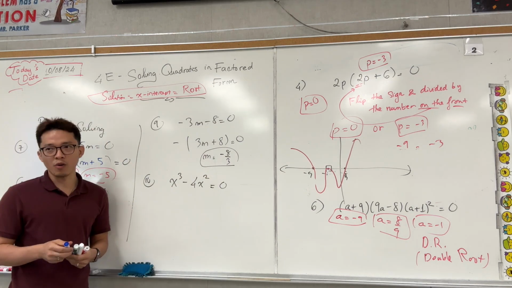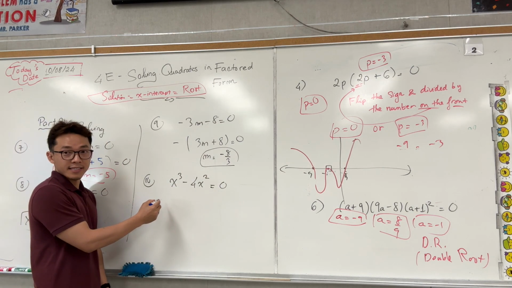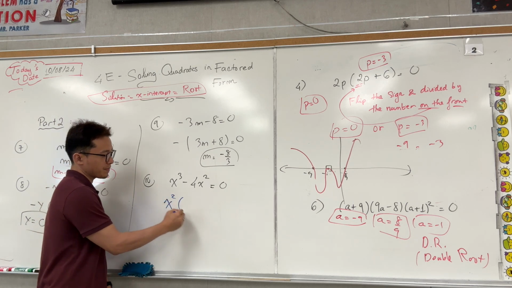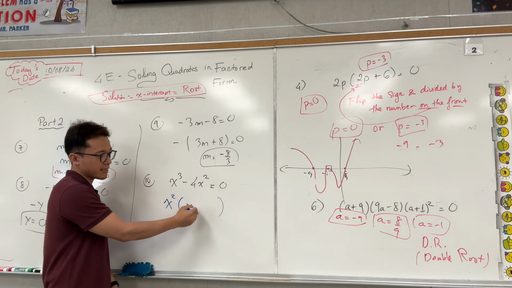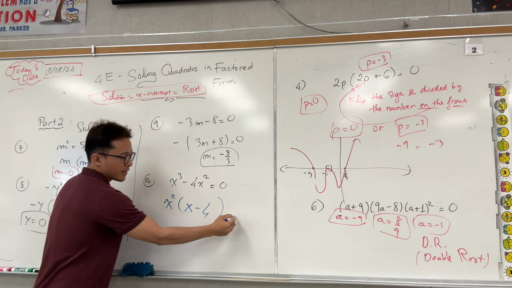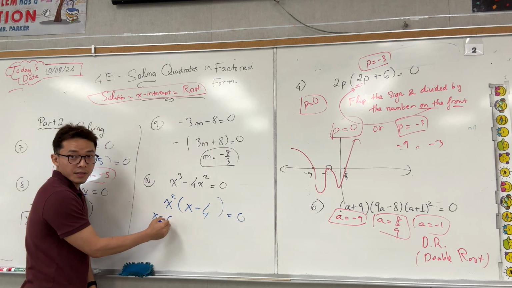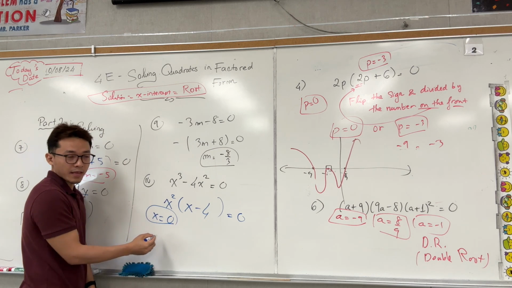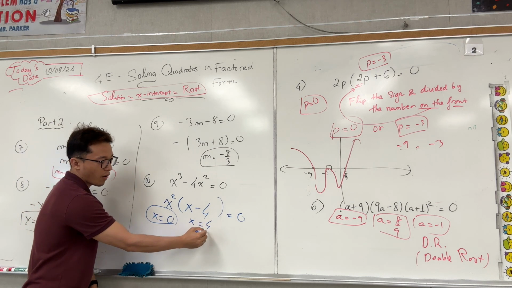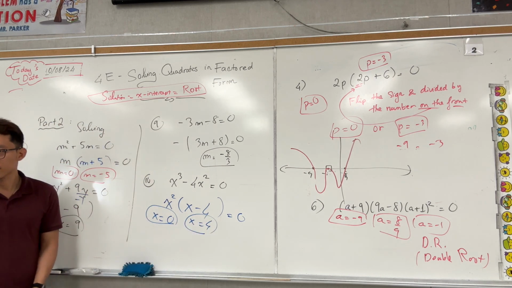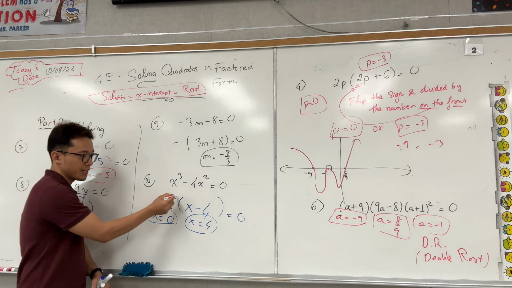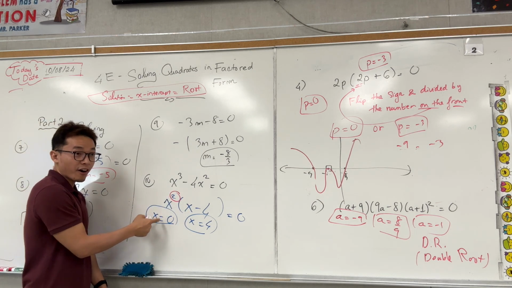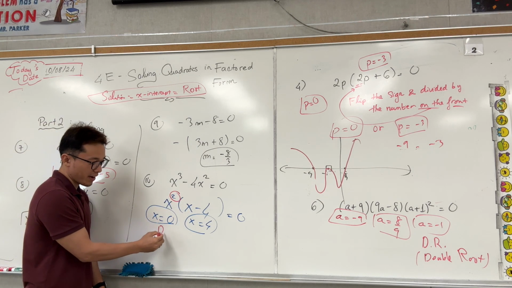Let's go. The wrong one. GCD is x squared. What do you have left? X minus 4. Alright. Solution x equal to 0 and x equal to 4. Which one has the square? This one has the square. So the double root is right here. The double root is right here. Okay?